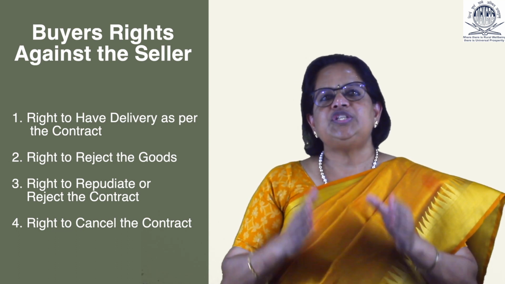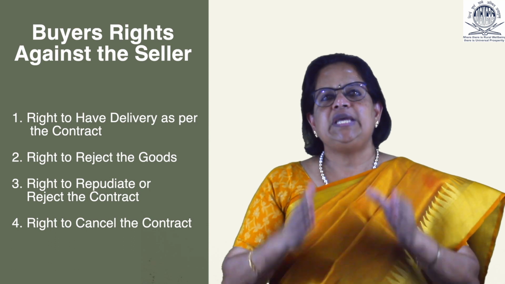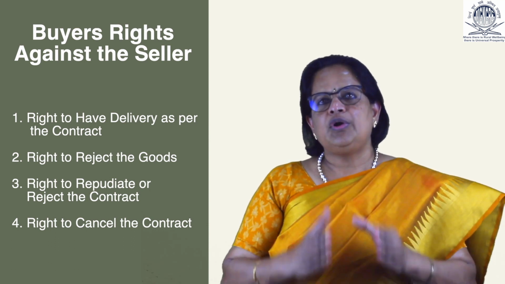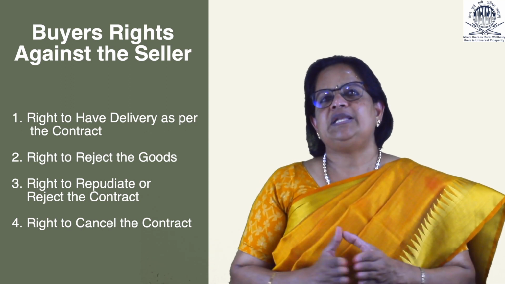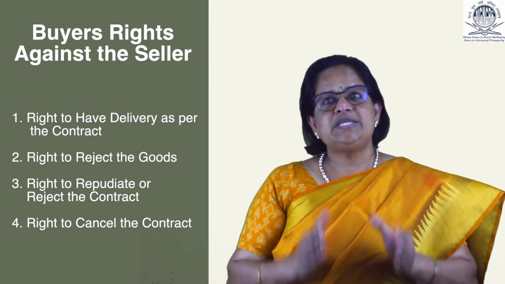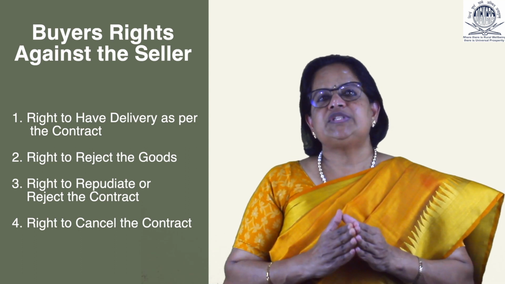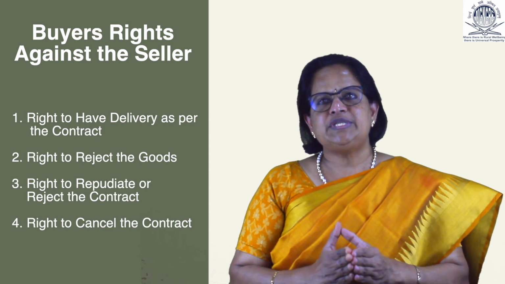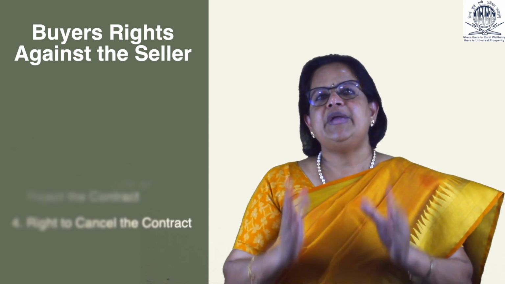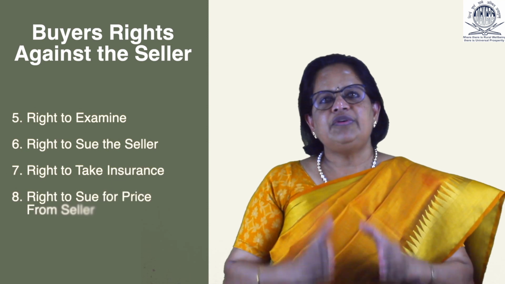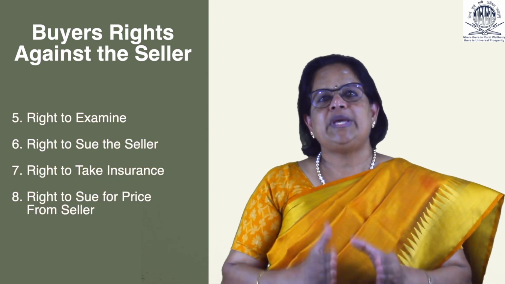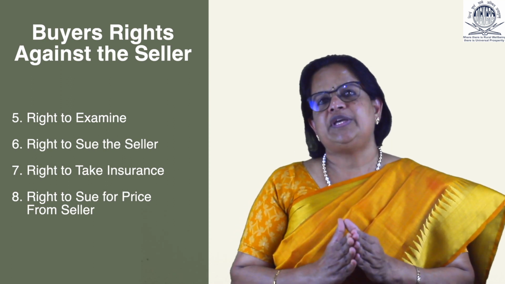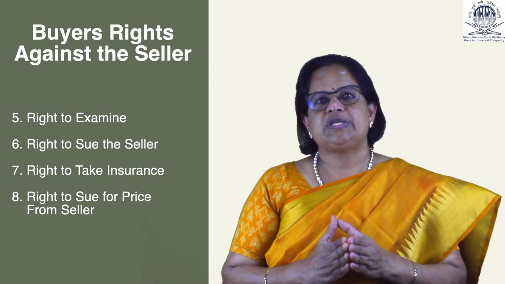The fourth right is to claim damages if there is any defect in the goods which may cause loss to the buyer, or if due to the negligence of a seller the buyer sustains loss. In such circumstances, it is the right of the buyer to be compensated, or the buyer can claim damages. The fifth right is the right of the buyer to examine the goods before purchase and to duly satisfy himself as to the quality of goods.